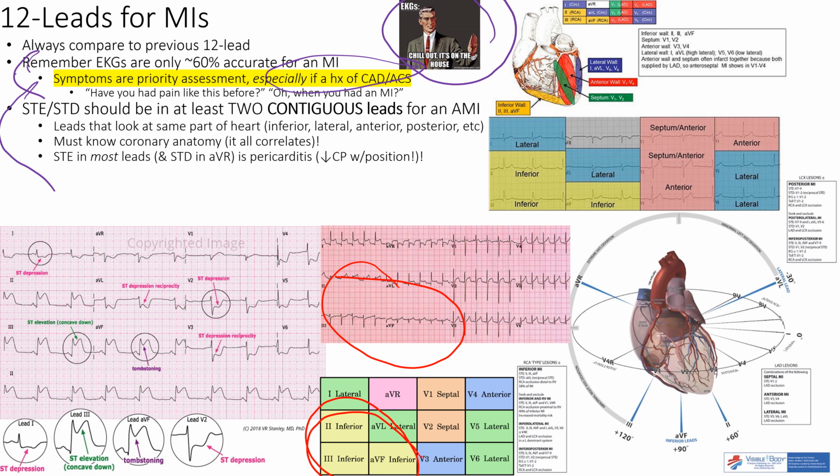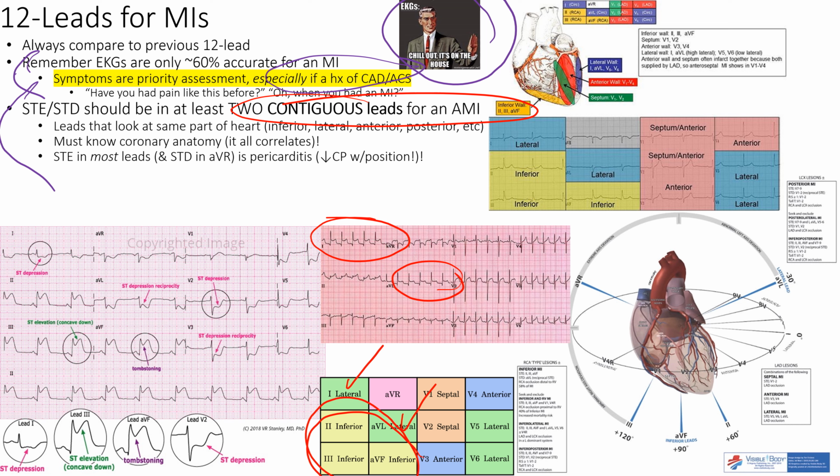And leads that look at the same part of the heart are called contiguous, right? So 2 or more contiguous leads with changes is what you could say means they have an NSTEMI or STEMI happening. Obviously, we've got ST elevation right here, there and there, 1 and AVL. Well, 1 and AVL, look at my lateral portion. Those are contiguous. If it was just 1 and 2, that would not be contiguous, right? You can't say that is accurate.